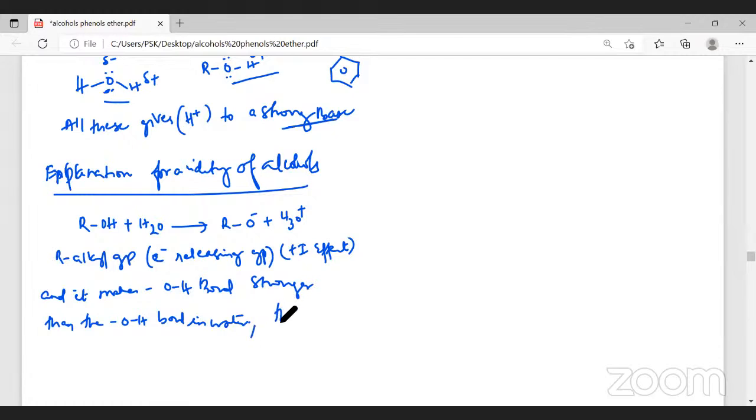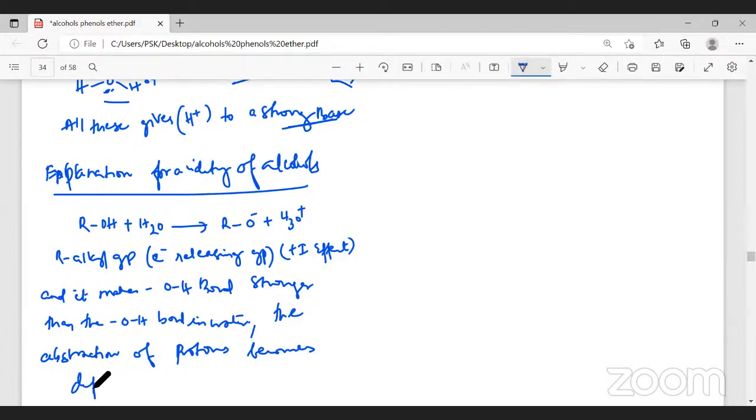That is the abstraction. I'll tell you what this is. The abstraction of proton, that is H plus ion, becomes difficult. Hence, alcohols are weaker acid than water. Alcohols are weaker acid than water.